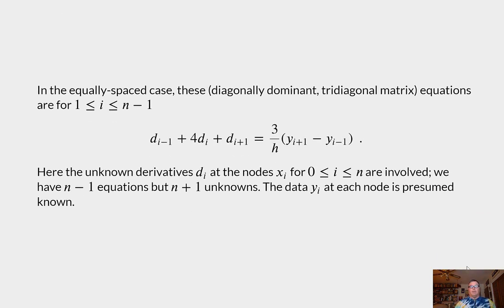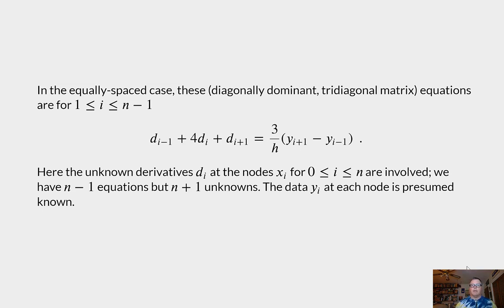So in the equally spaced case, these equations for the unknown derivatives for cubic splines boil down to this set of equations here. If you know the function values, you take the differences and essentially you get a centered finite difference of the function values, y_{i+1} minus y_{i-1} divided by 2h, multiplied by 6. So the same as 3 over h. On the right-hand side of that equation, you have an approximation for the derivative. On the left-hand side of the equation, you have an average of the slopes at i minus 1, i, and i plus 1. So that gives you one equation to determine the slopes. You have one of those equations at every one of the interior nodes. So we have n minus 1 equations and n plus 1 unknowns. The data y_i is presumed known, and we want to use these equations to compute the d_i.